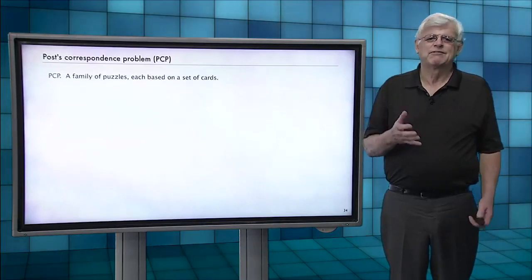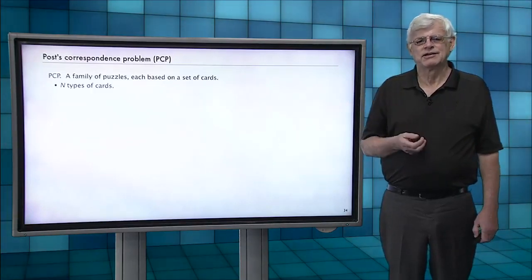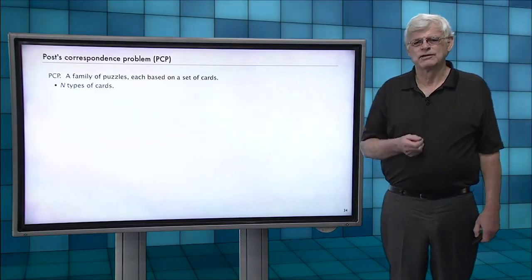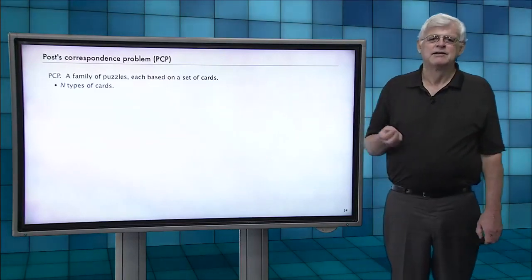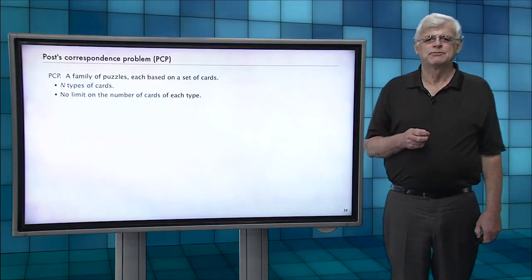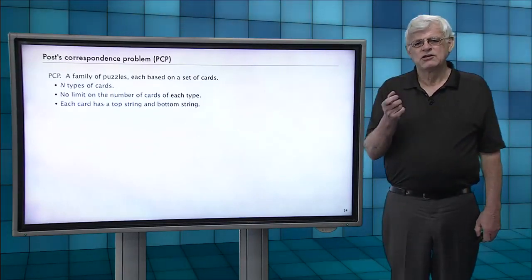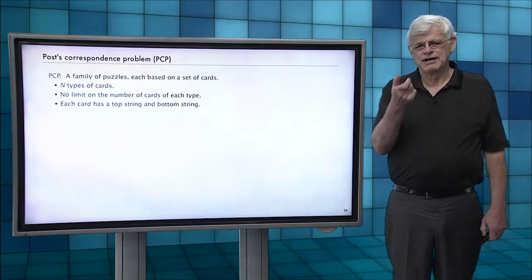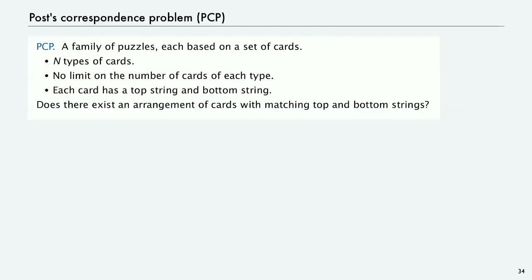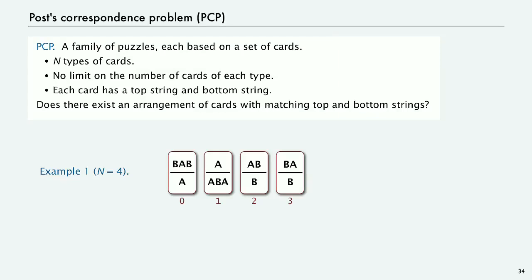It's a family of puzzles, and it's based on a set of cards, and you'll see an example in just a minute. So we suppose we have n different types of cards, and we have no limit on the number of cards of each type. And then each card is characterized by a top string and a bottom string. And the question that we have to ask, given the n types of cards, is does there exist an arrangement of cards with matching top and bottom strings? So with a few examples you'll see.